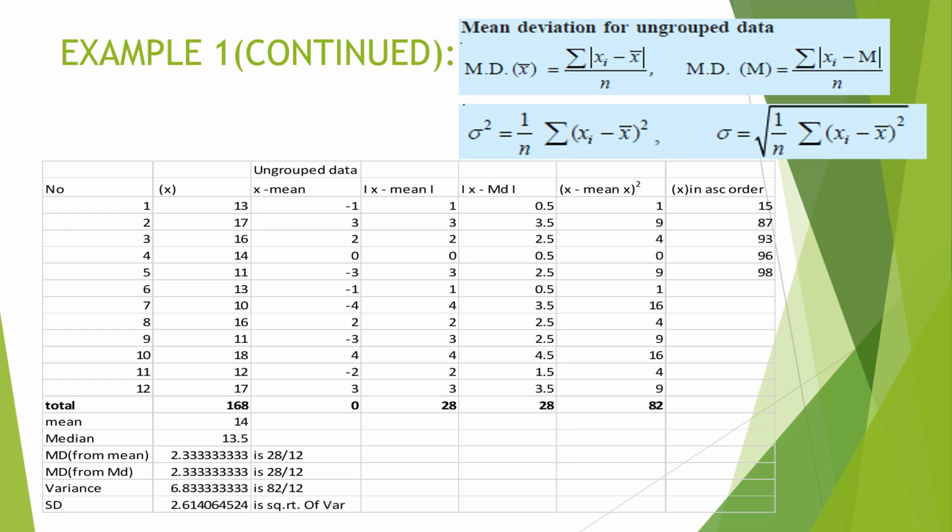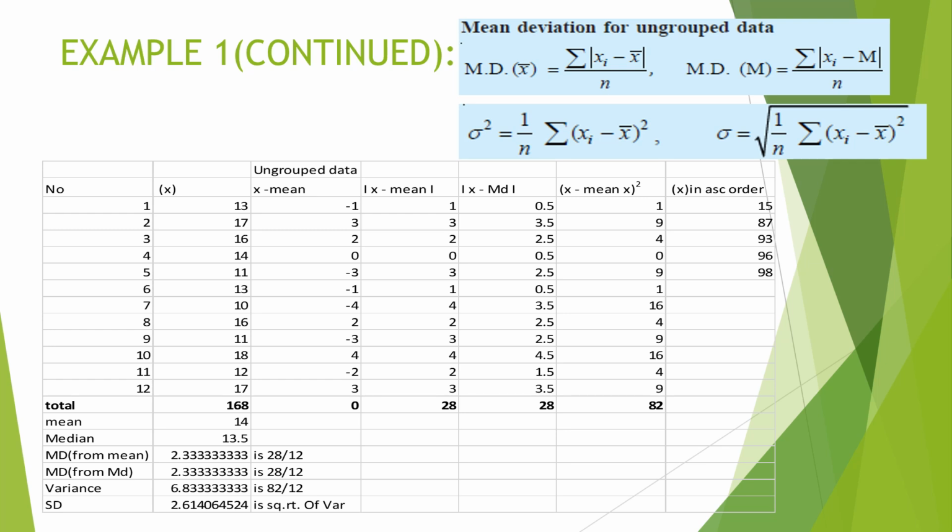Next we find variance, and from that we find standard deviation. The formula for variance is sigma square equals 1 upon n times sigma (xi minus x bar) whole square. So now make a column for xi minus x bar, where x bar is the mean, and the square of that. The first value of xi is 13. 13 minus the mean 14 is minus 1. The square of it is 1. Similarly, list all the observations and sum them up. The sum of (x minus mean) whole square is 82.